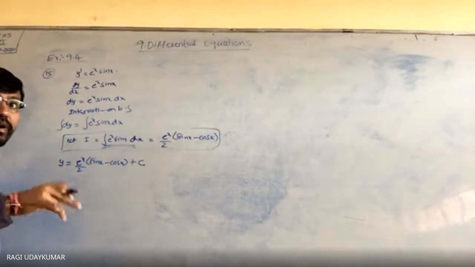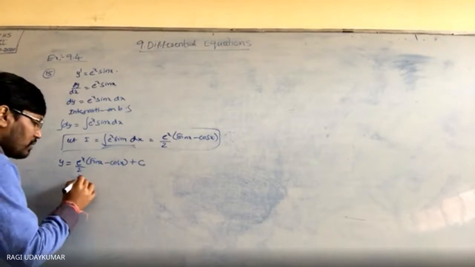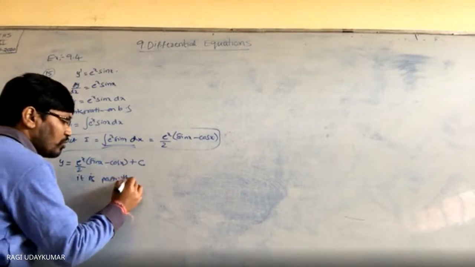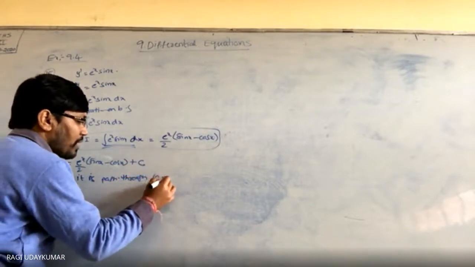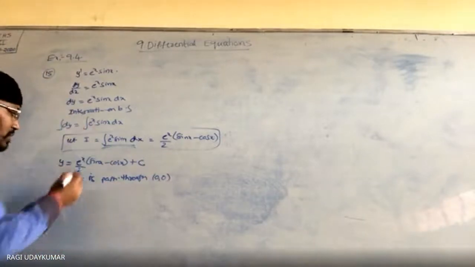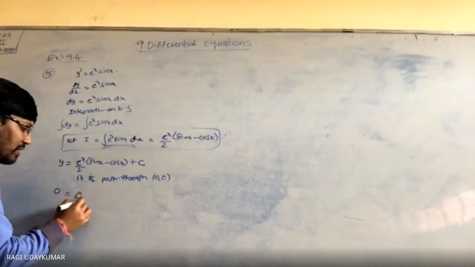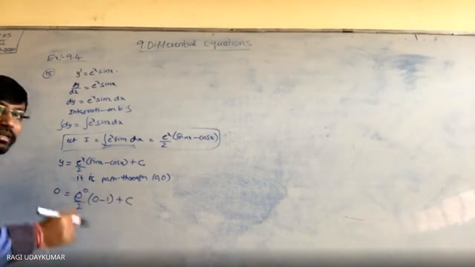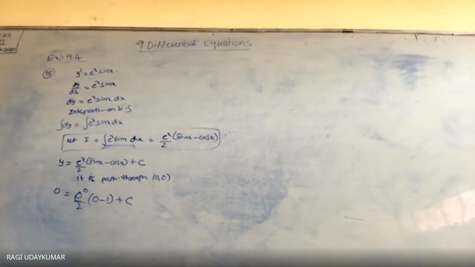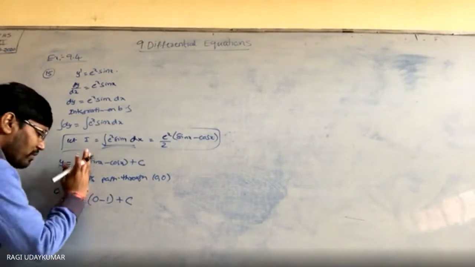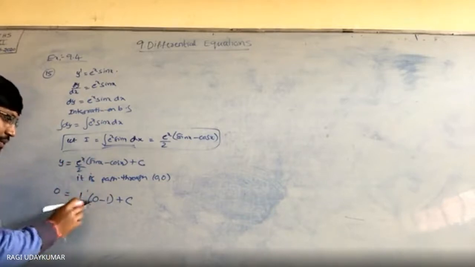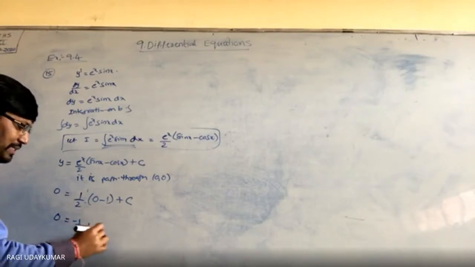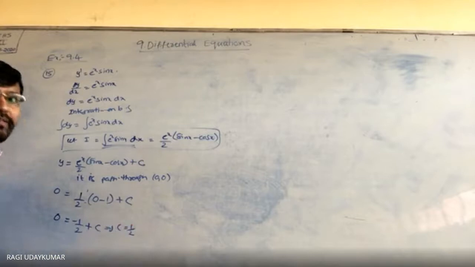And it is given that this curve is passing through the point 0, 0. Passing through 0, 0 means substituting 0: e power 0 by 2 into sin 0, which is 0, minus cos 0, which is 1, plus c. Now from this you are going to get the c value. E power 0 value is also 1. So you are going to get 1 by 2, minus 1 by 2. So 0 is equals to minus 1 by 2 plus c. This implies c is equals to plus 1 by 2.